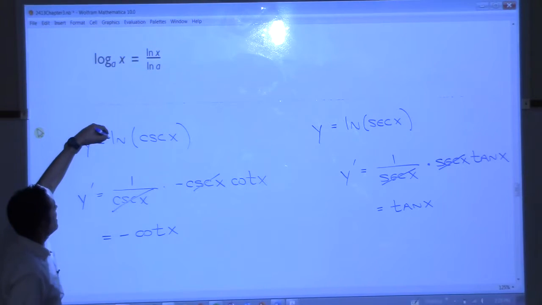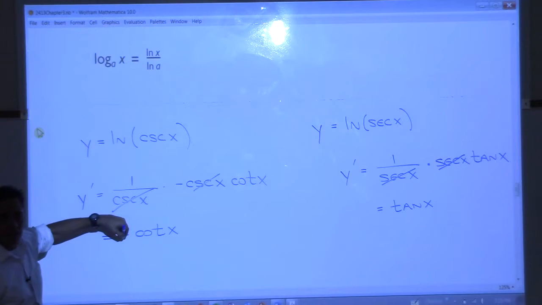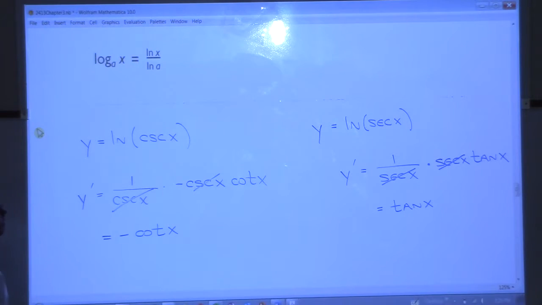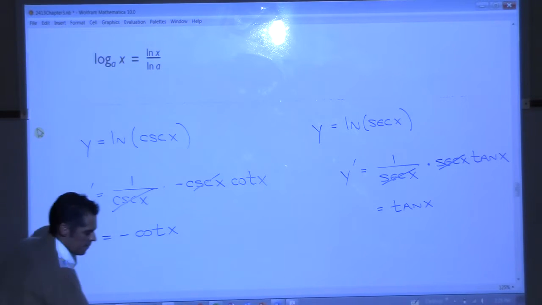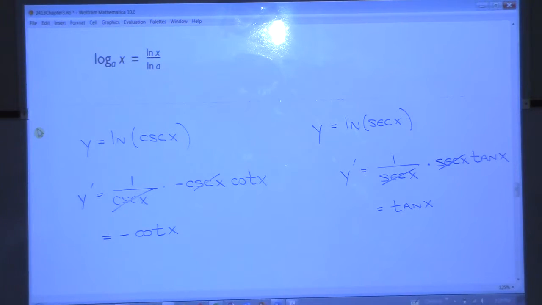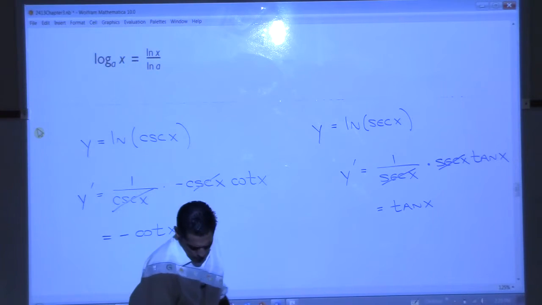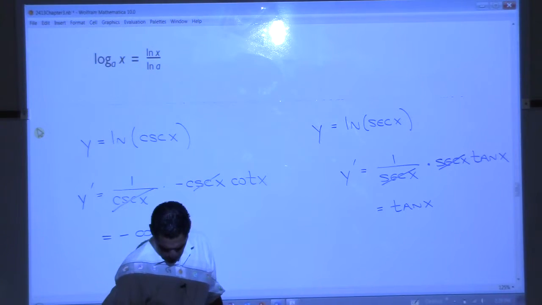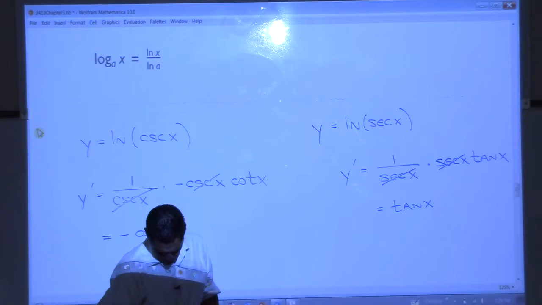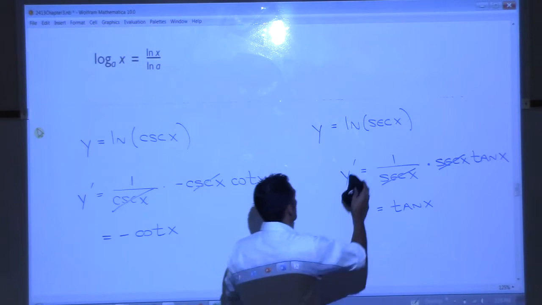So if I would have put a negative here, then this would have been positive cotangent x, right? These natural logs are kind of weird. And there's just no way to get good at this. You've just got to practice.